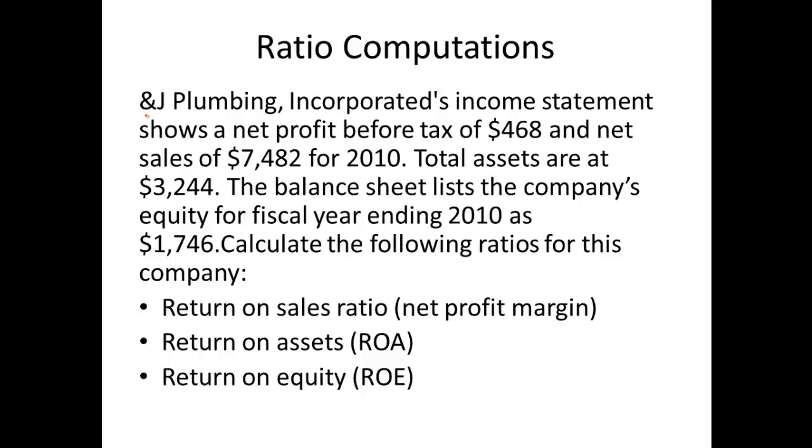In the given question, we are given the data for NJ Plumbing Incorporated's income statement, which shows a net profit before tax of $468, net sales of $7482, total assets of $3244, and the company's equity for 2010 as $1746. And now what we are required to calculate is the return on sales ratio, return on assets, and return on equity.